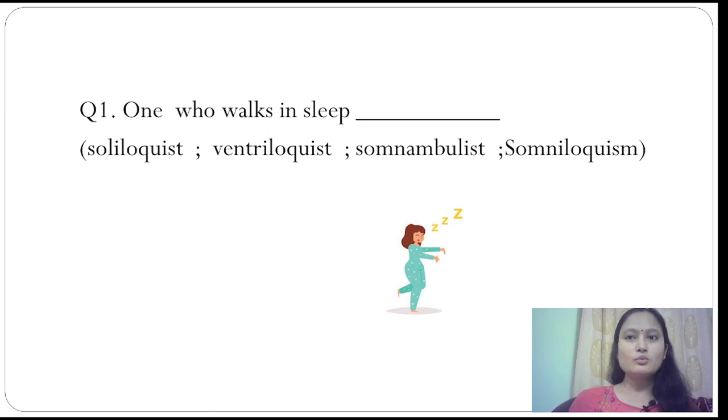And the root word for speak is loq, L-O-Q. Loq is the word for speak. Ambule is the word for walk. And somn is the word for sleep. So a person who walks in sleep is a somnambulist. A person who talks in sleep is a somniloquist.